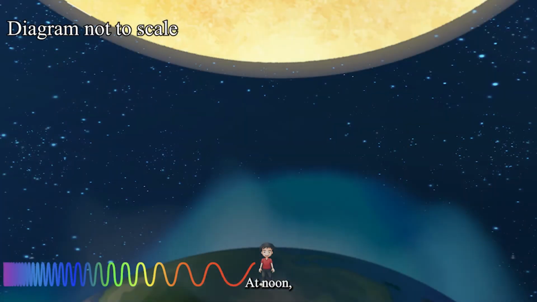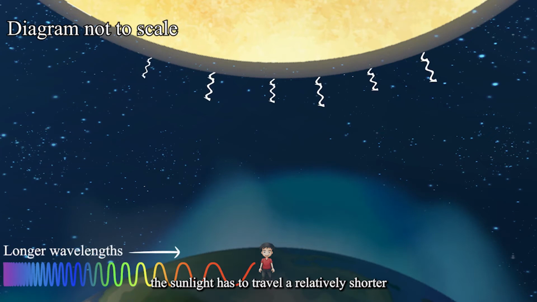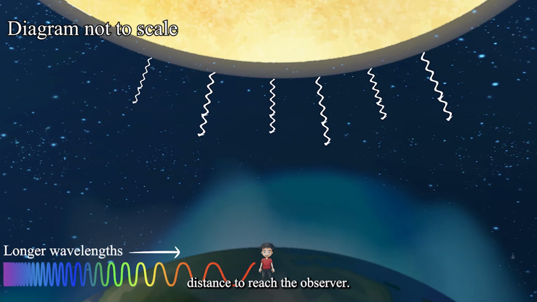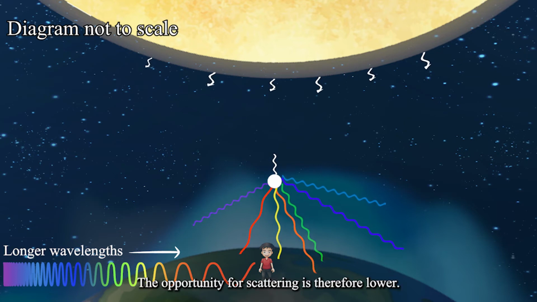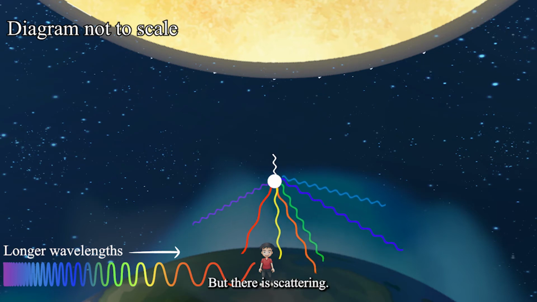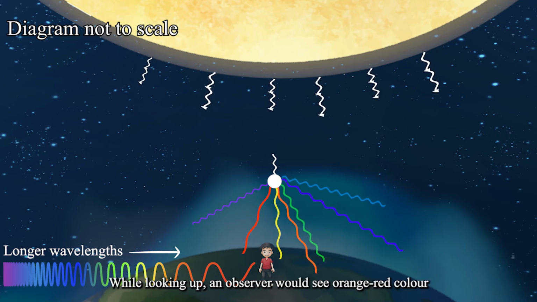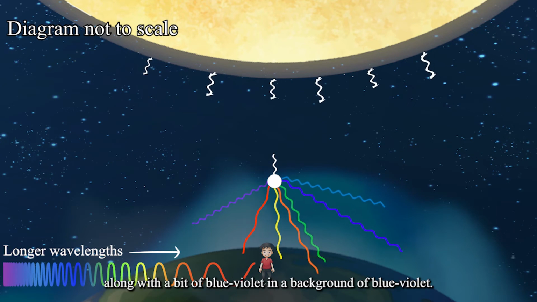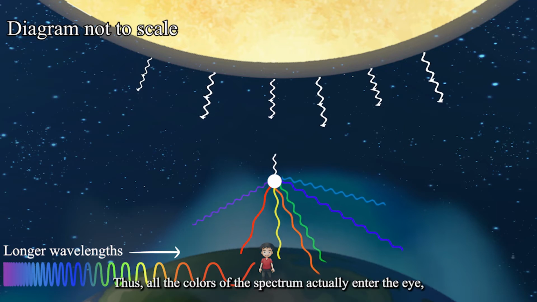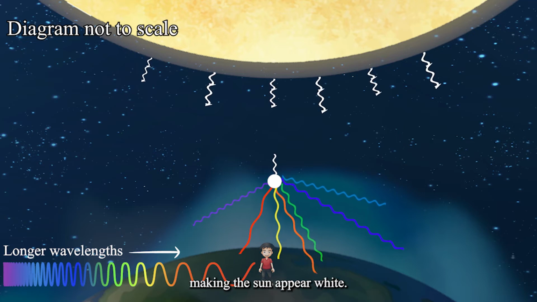At noon, the sunlight has to travel a relatively shorter distance to reach the observer. The opportunity for scattering is therefore lower, but there is scattering. While looking up, an observer would see orange-red color along with a bit of blue-violet in a background of blue-violet. Thus, all the colors of the spectrum actually enter the eye, making the sun appear white.